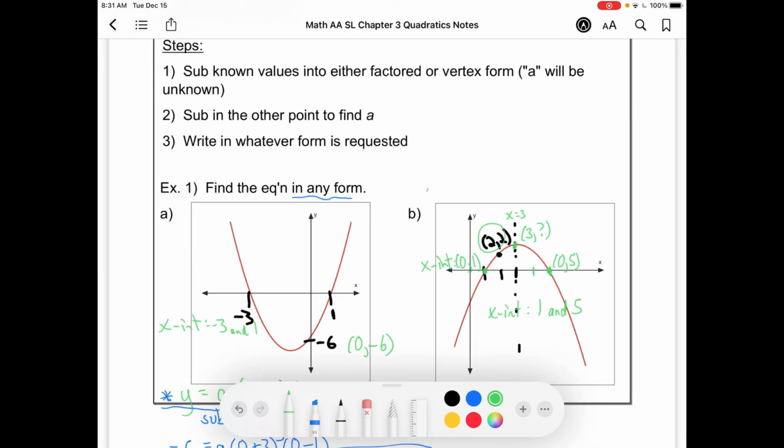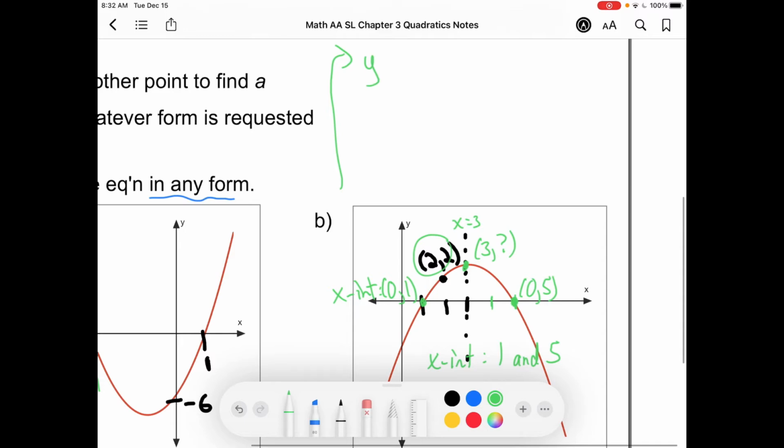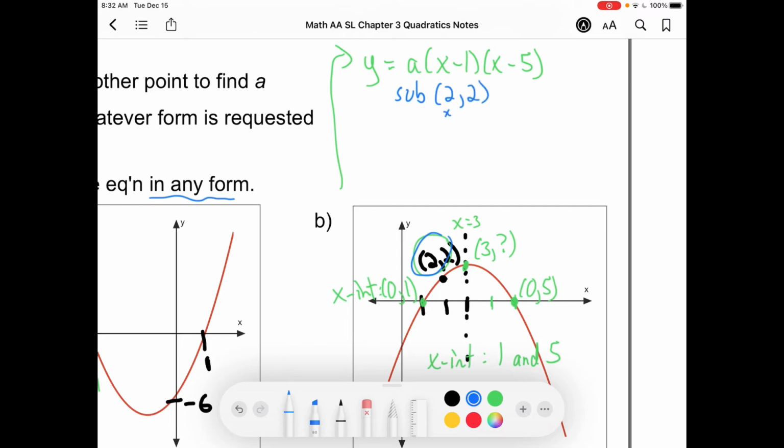So maybe I'll start up here. You have an extra page to write this on, but I don't. So I'm going to say this takes the form y equals a. Since there's x-intercepts at 1 and 5, (x minus 1)(x minus 5). Now we need to figure out what a is, and to do that we sub the known point. Sub (2, 2). And again, just to be clear, this first 2 is an x value, the second 2 is a y value. So if I throw that in, what will I get? 2 equals a times (2 minus 1)(2 minus 5), 2 for x in both spots.